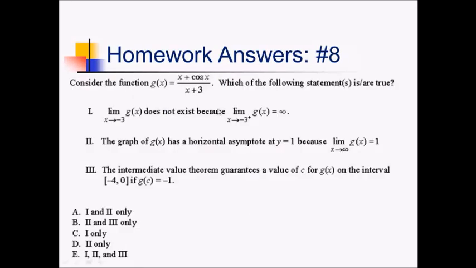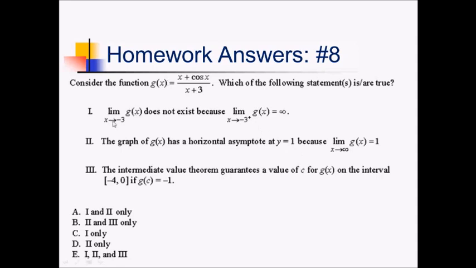For this problem, we've got this weird function, x plus cosine of x over x plus 3, and we have a bunch of statements about it: exists, does not exist, horizontal asymptotes, and intermediate value theorem. Just a little potpourri of everything. So let's start with statement 1.